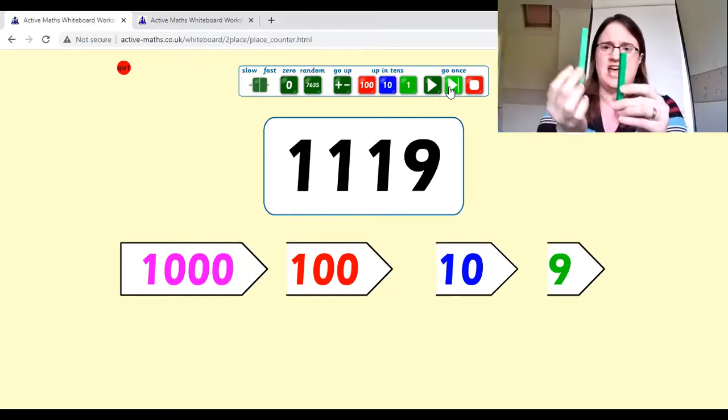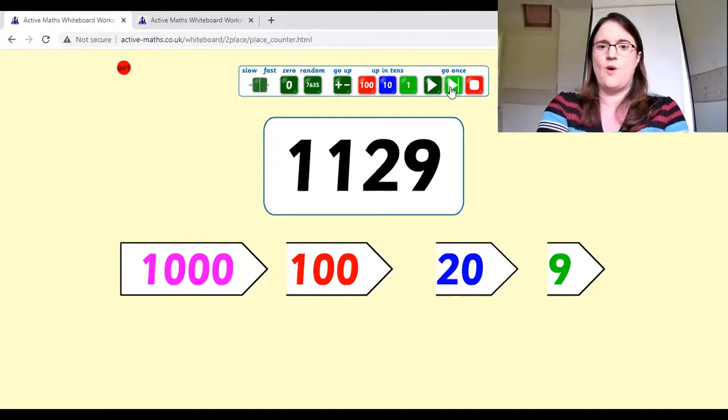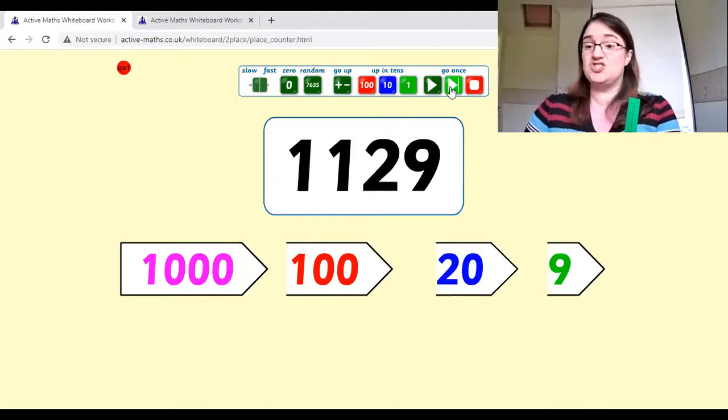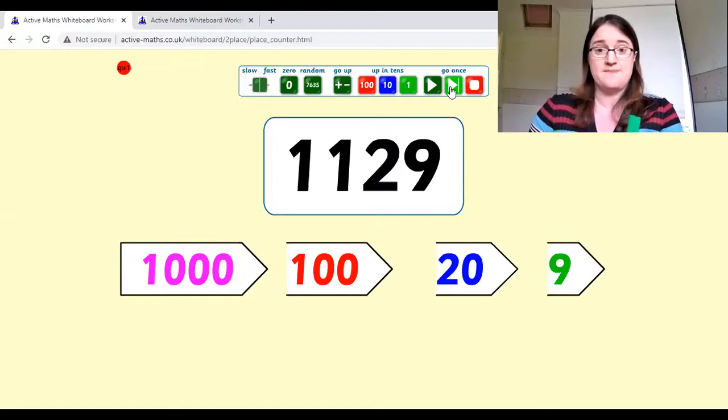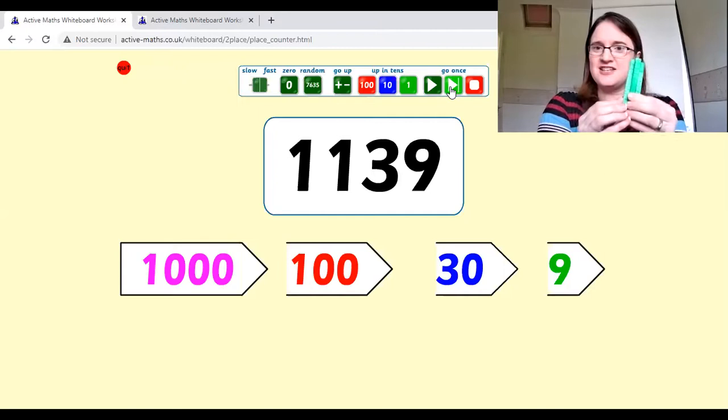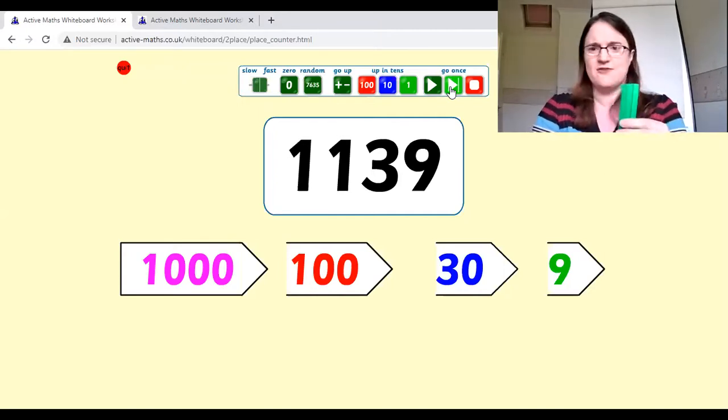I'm going to put another 10 in. So now I've got 1,129. So still, it's just the tens number that's changing. All the other three digits have stayed the same. And then we're going to do it again, and we get to 1,139. And that seems okay, doesn't it? It's nice and straightforward so far.